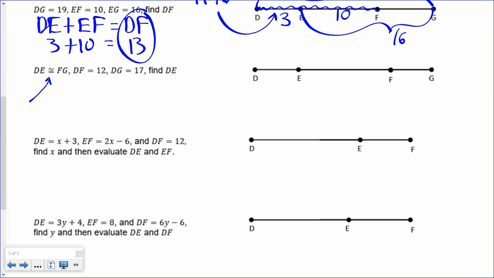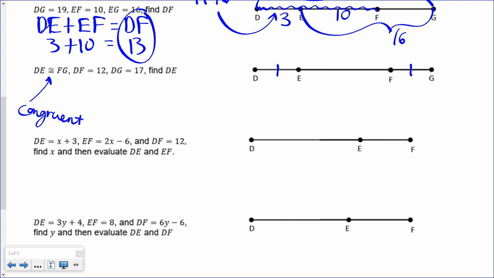What does this symbol mean? What do you guys think? It means congruent. Very good. So they're giving this to me in words. I want to represent that on the diagram. How would I do so? How do I illustrate that they're congruent on the picture? The little hash marks. DE is congruent to FG.